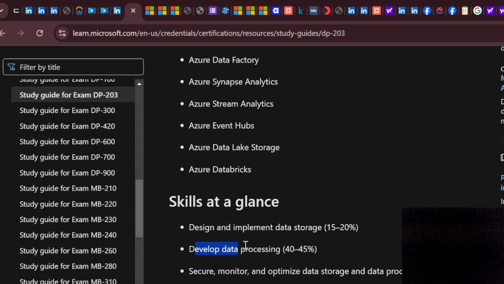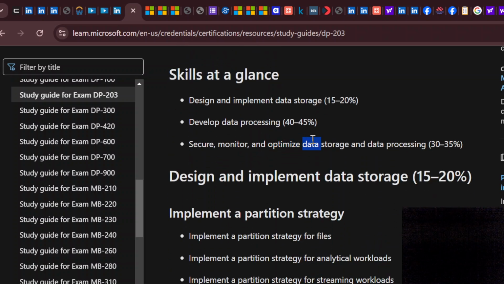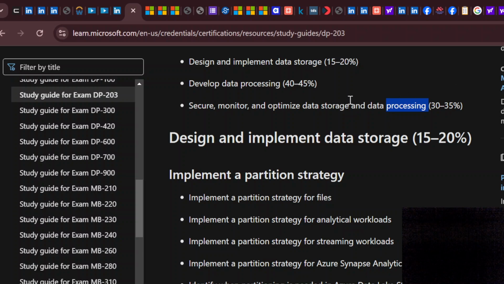Develop data processing, which is like processing or ETL pipelines, all those. Secure, monitor, optimize, which is data security, monitoring, and optimizing data storage and data processing.